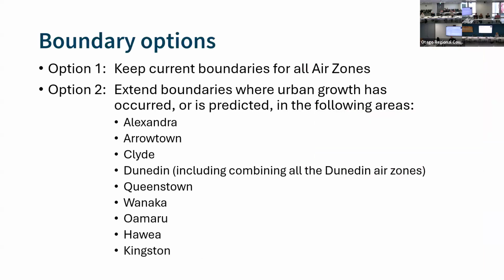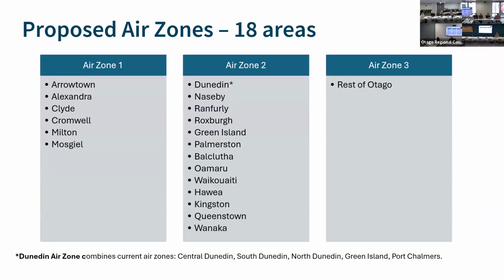Okay then. So in short, the options for the boundaries of the areas we've just looked at are, we could keep the current air zone boundaries, or we could extend them as we've just discussed now, in those areas that require extension. And we've taken notes on your feedback, so we will add in that information as well. Got it, thanks. Okay then, moving on.